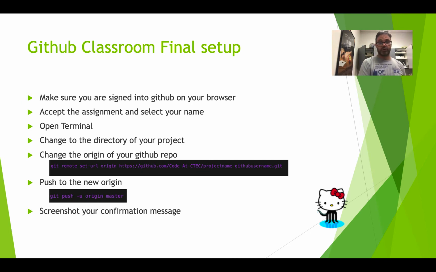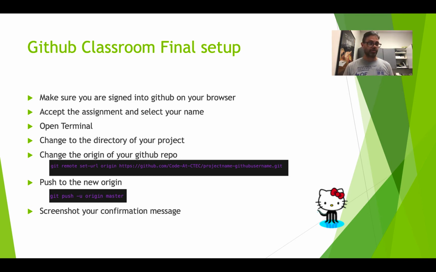Once we've got that URL, we want to make sure we're signed in to GitHub on the browser. If you haven't already signed in, sign right on in. Then you want to click on accept that assignment and select your name from the class list. You have to actually turn it in to your link, not just some random person. And if you do that, we don't need to have me glaring at you. That would not be cool.